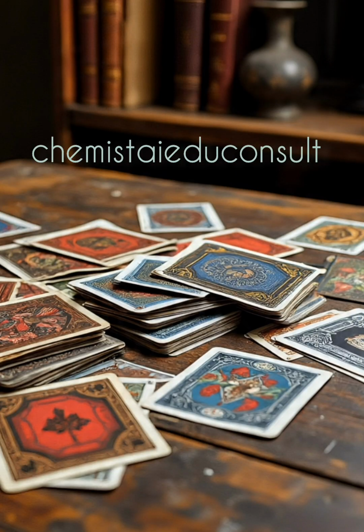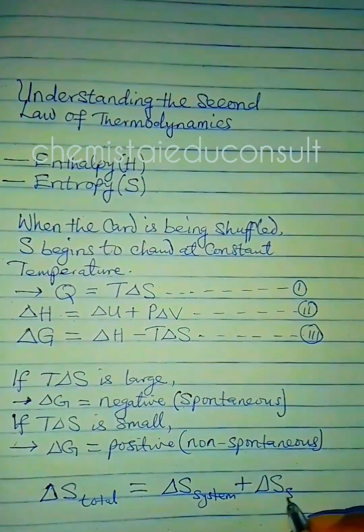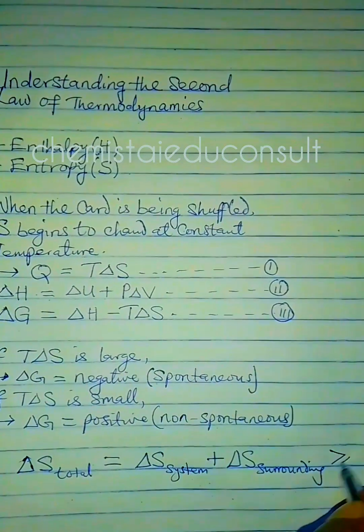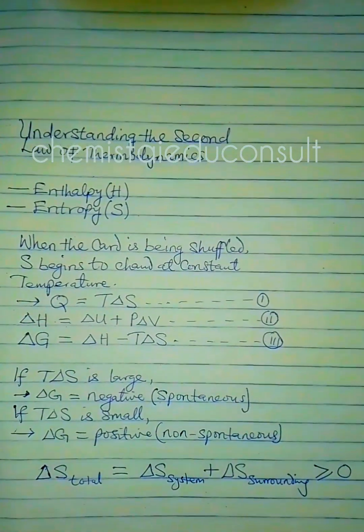The above statement now leads us to the second law of thermodynamics, which states that the total entropy of an isolated system always increases over time. And the equation for the second law is given below. Total entropy change of an isolated system, which of course means the sum of entropy change of the system and that of the surroundings, is greater than or equal to 0, confirming the statement that total entropy always increases over time for an isolated system.